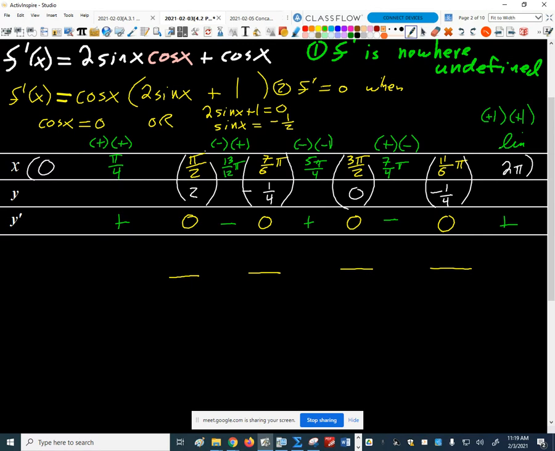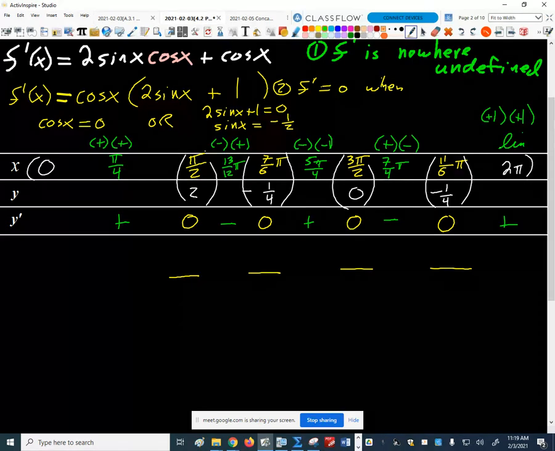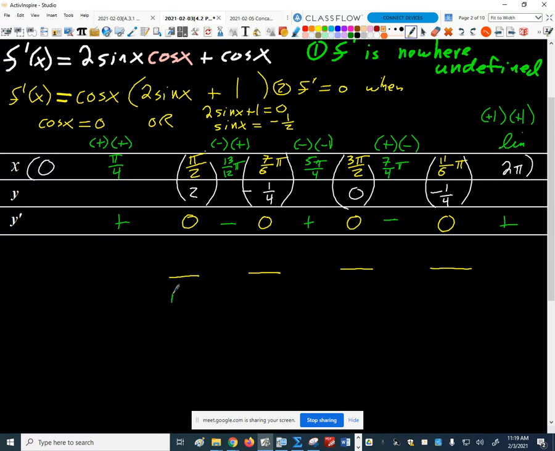Increasing, transitioning to decreasing. It's a maximum, isn't it? Good. So we're going increasing to decreasing, so that's a max. Here we go, decreasing to increasing, so that's a min. Increasing to decreasing, that's a max. Decreasing to increasing, that's a min. Okay. So we found them all.